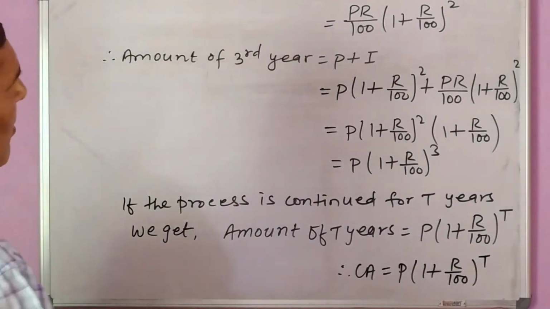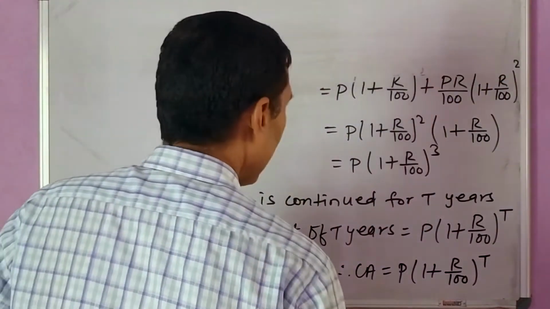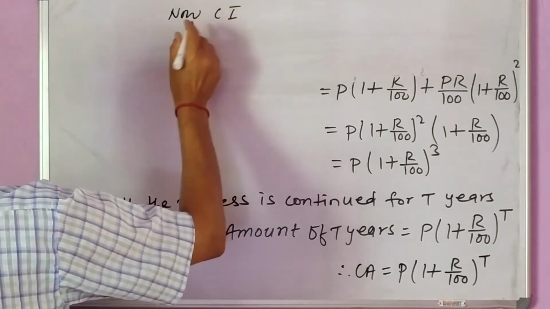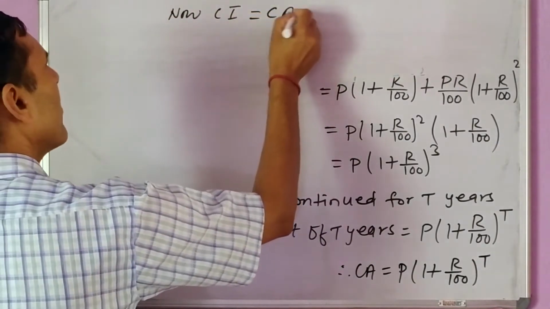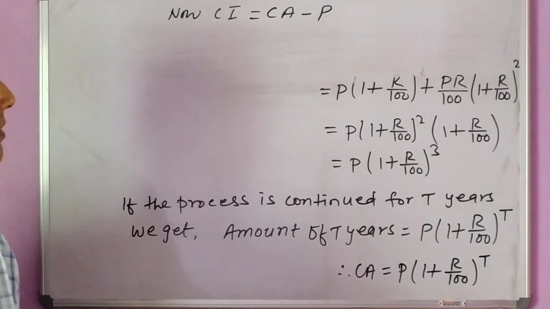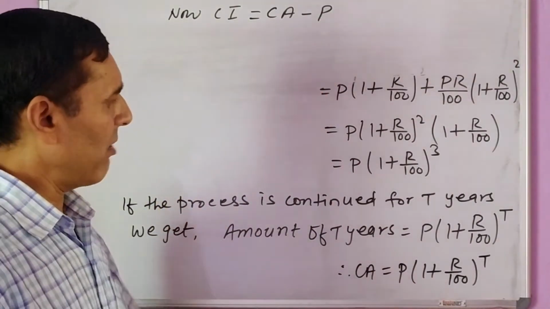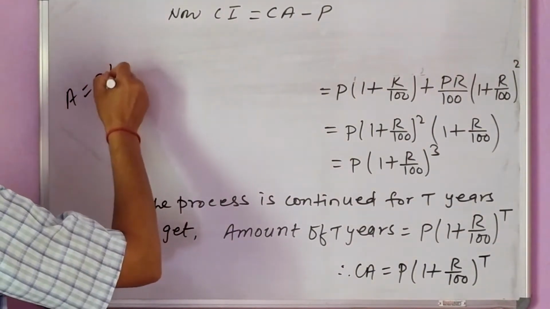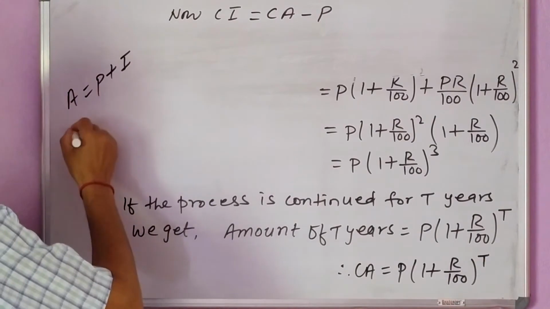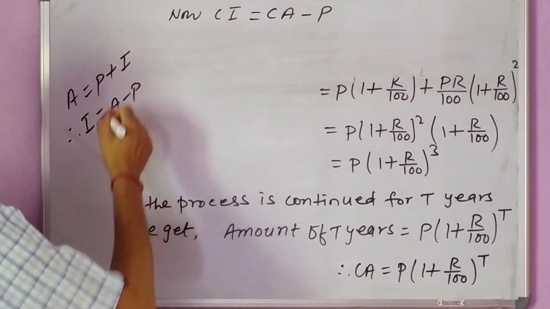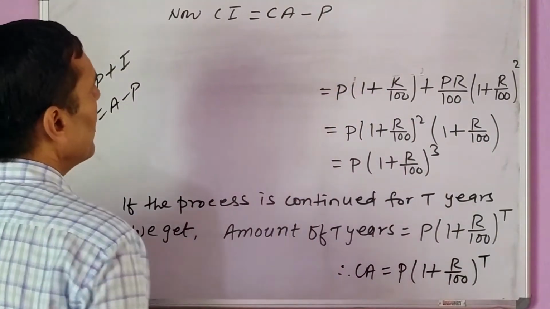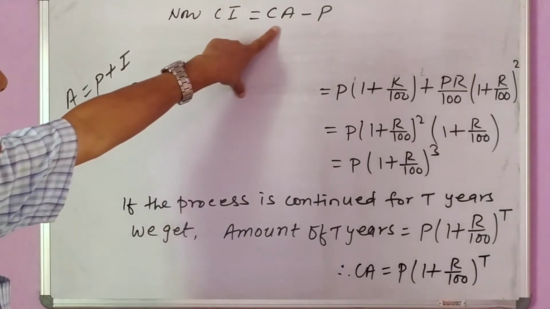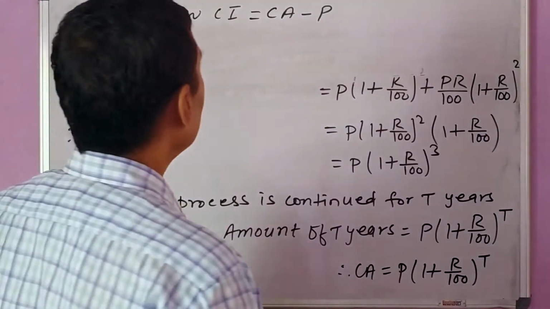So after having the compound amount, we can calculate the compound interest, CI, easily by using the formula CA minus P. As we have given the principal and we have calculated the amount, and we know that amount is equal to P plus I, principal plus interest. Therefore, I is equal to A minus P, amount minus principal. So, by using the same formula, we can write CI, compound interest, is equal to CA, compound amount, minus principal.